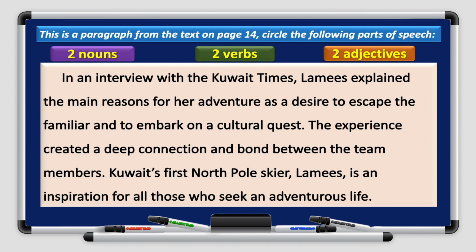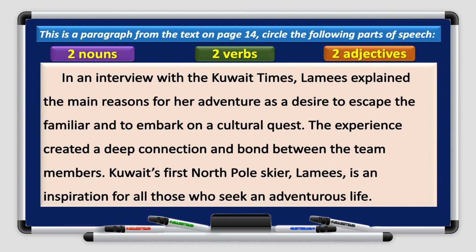Let's look at this task. This is a paragraph from the text on page 14 in your student book. You're going to read the paragraph and circle the following parts of speech. So let's read the paragraph together and try to identify 2 nouns, 2 verbs, and 2 adjectives. In an interview with the Kuwait Times, Lamis explained the main reasons for her adventure as a desire to escape the familiar and to embark on a cultural quest. The experience created a deep connection and bond between the team members. Kuwait's first North Pole skier, Lamis, is an inspiration for all those who seek an adventurous life.